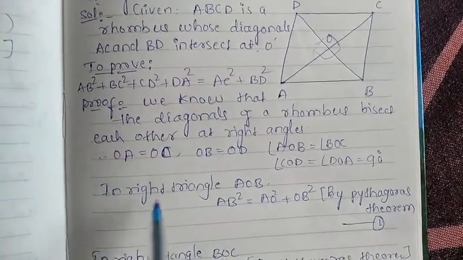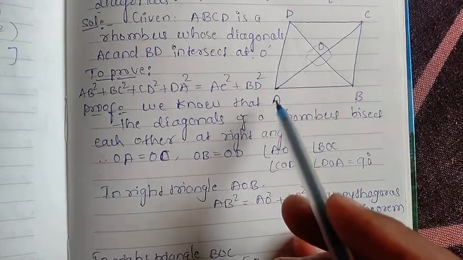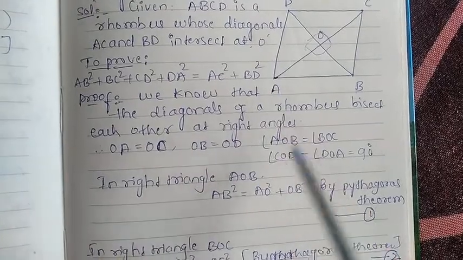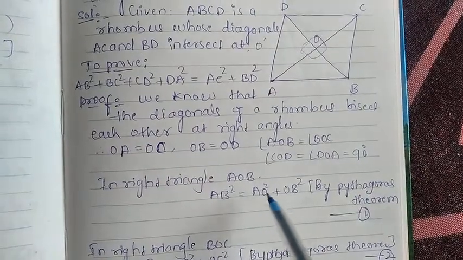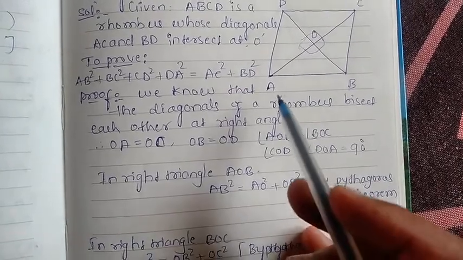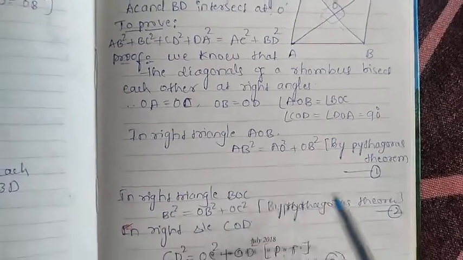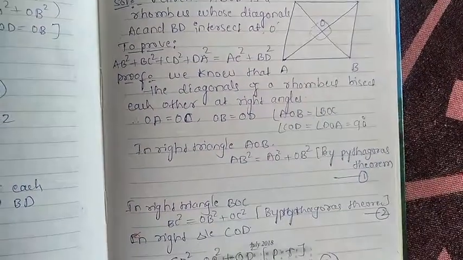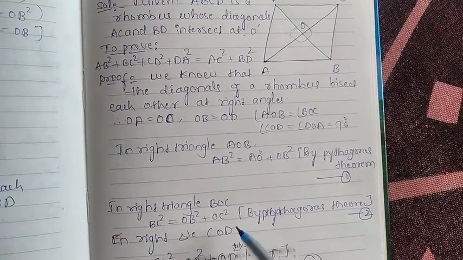First take the right angle triangle AOB. We know how to apply the Pythagoras theorem. So hypotenuse square, that is AB square, is equal to base square plus height square, AO square plus OB square, by Pythagoras theorem. What is the Pythagoras theorem? The square on the hypotenuse is equal to the sum of the squares of the other two sides. Call this equation 1. Similarly, in the next right angle triangle BOC, BC square, hypotenuse square, is equal to the sum of the other two sides' squares. That is equation 2.